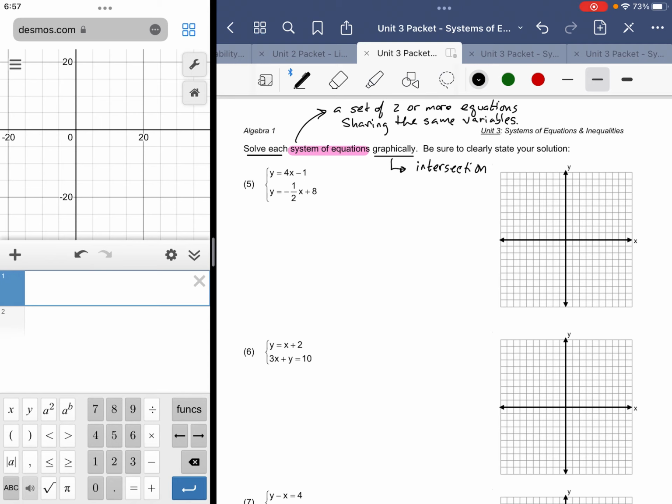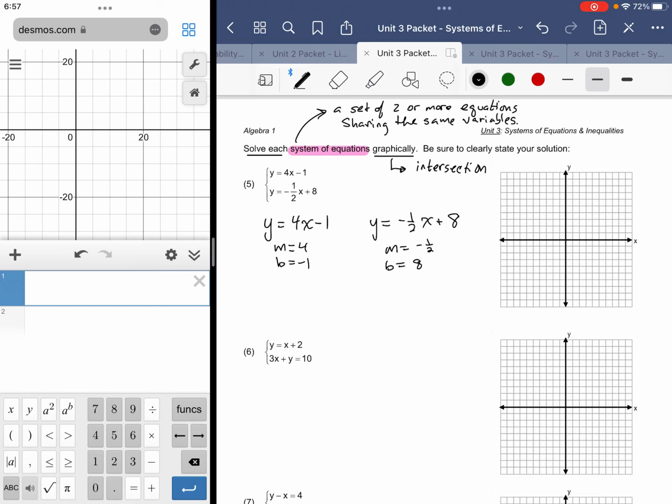So all you'd have to do is graph our two lines. So in this case, rewrite them. They're in nice, convenient y equals mx plus b form, so it should be pretty easy to graph. We graph our two lines. I have a slope here of 4 and a y-intercept of -1, and a slope here of -1/2 and a y-intercept of 8. Once we create the graphs, then we just see where they cross, and that would be our solution.